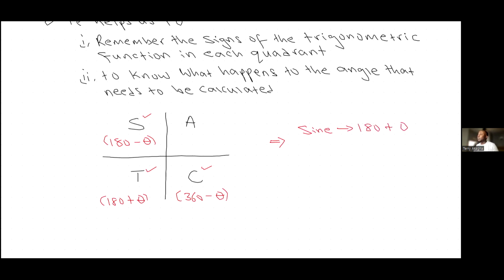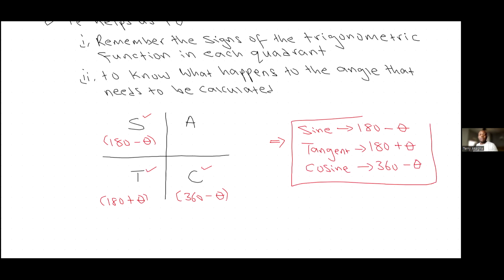Sorry, 180 minus theta. For the tangent of an angle, it's going to be 180 plus theta. And for the cosine, it's going to be 360 minus what? Theta. All right, so that is it.